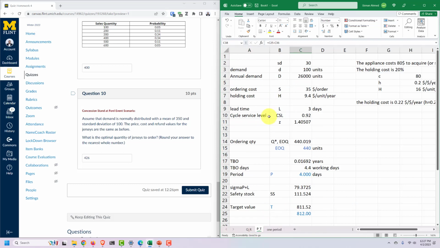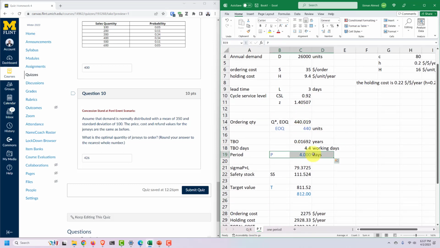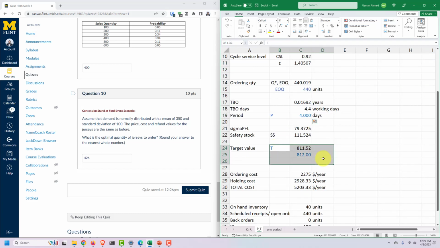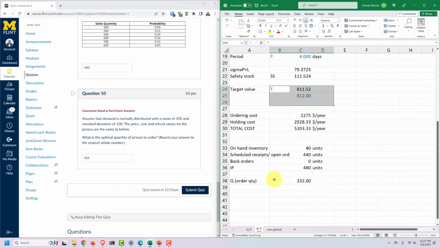Then we look at a periodic review system. We calculated P based on EOQ, because it told us there was no convenience factor involved. Just use the EOQ to calculate your P, which will be rounded down to 4 days, to the nearest whole number. Then you had a T, the target level. And then we said we will order in this case because inventory position was less than T.